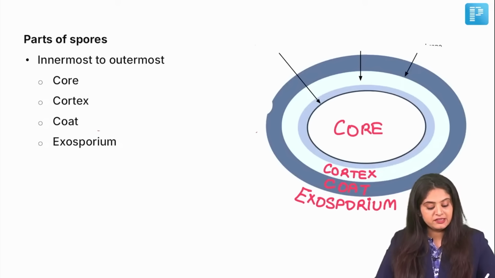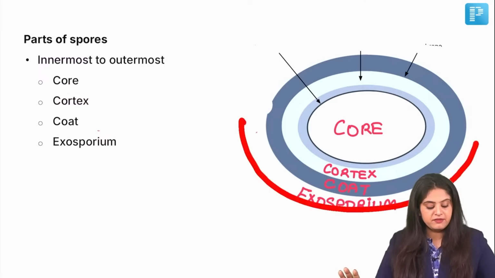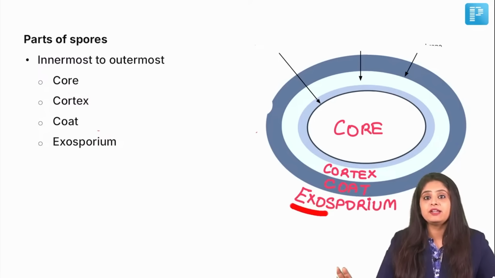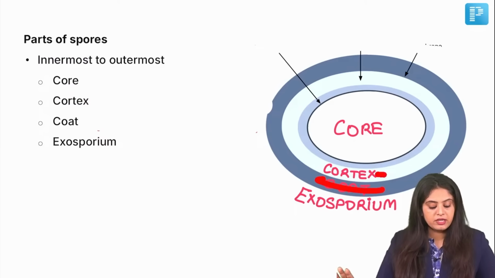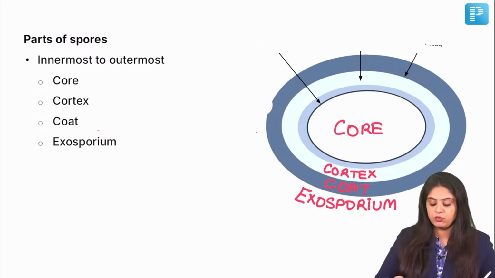A spore in the center will have something called a core. A spore on the outside will have something that sounds like exit, so exosporium. Then I'm left with coat and cortex, so obviously the coat will be worn outside and the cortex is going to be inside. So the 4 layers are remembered. I hope that is settled.